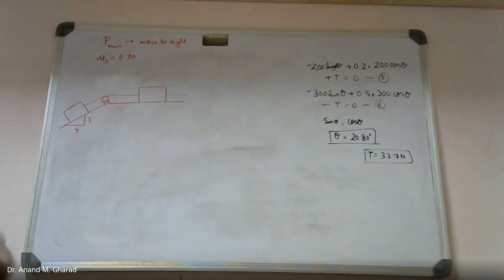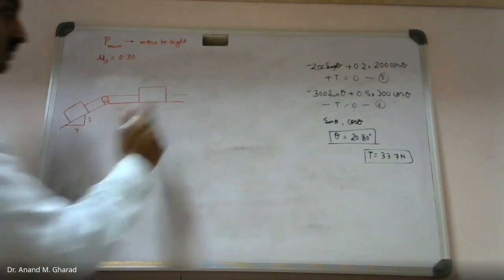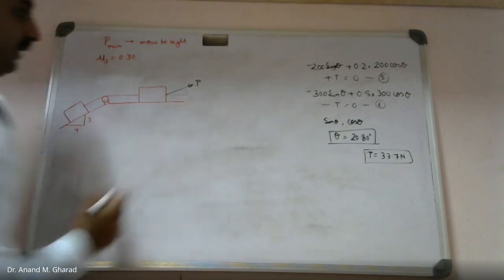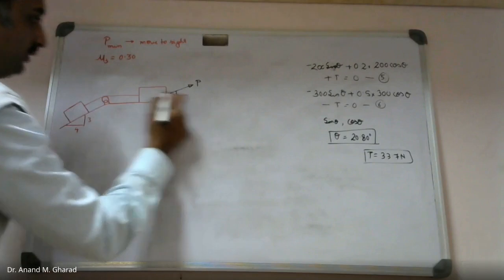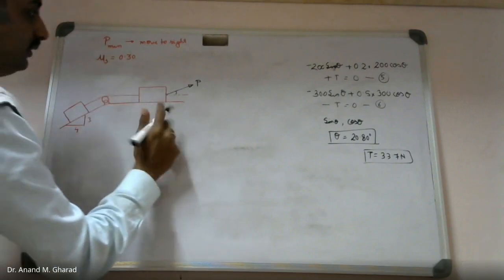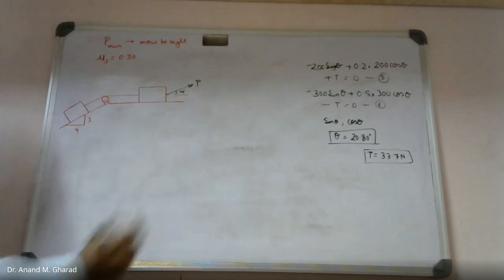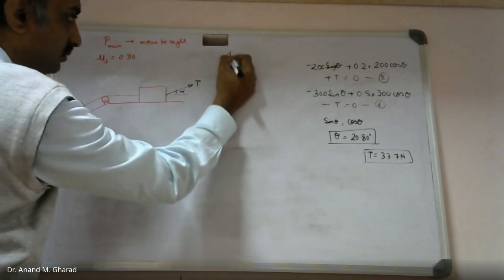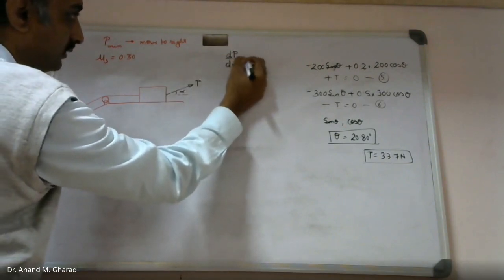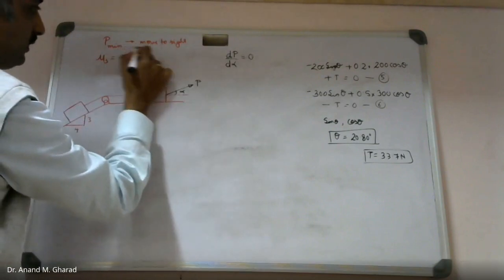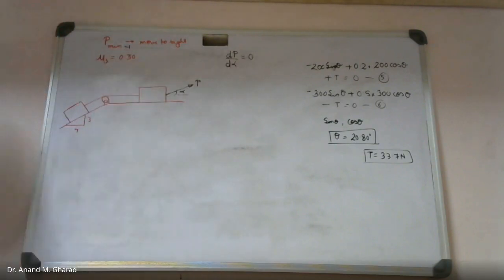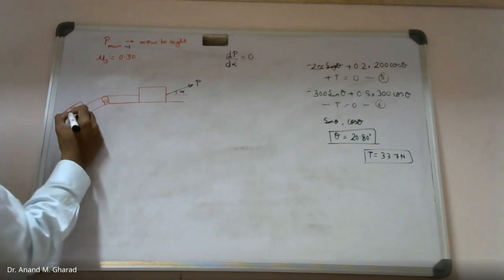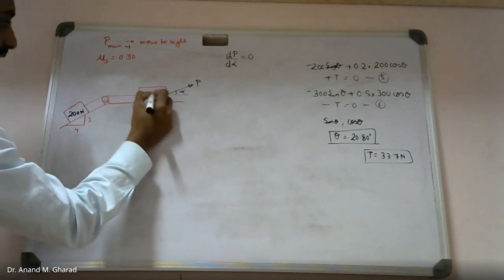So since the P minimum value needs to be found out, what is done? Let me consider this P value like this, inclined. I don't know the final position of this, but I will be assuming it to be inclined, and I will consider this angle to be alpha with respect to the horizontal. This is done because we are supposed to calculate this P minimum value. That's why. Now the blocks' weights are given as 200 Newton and 300 Newton.